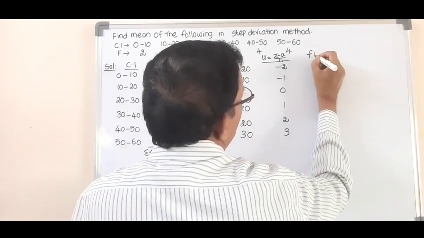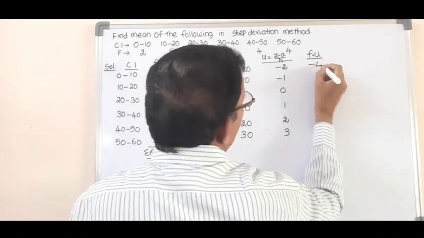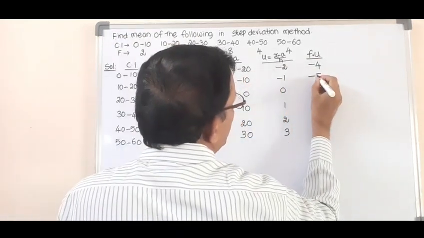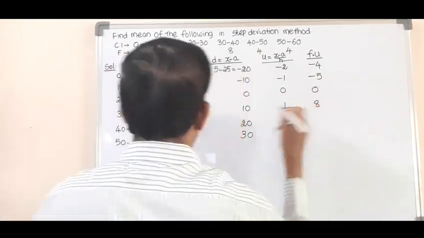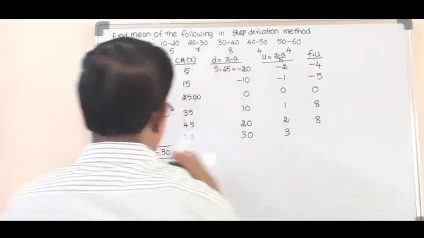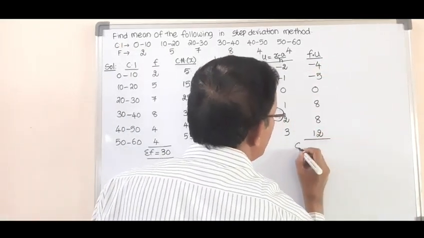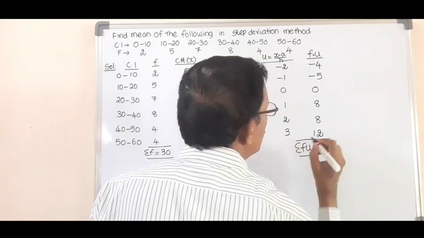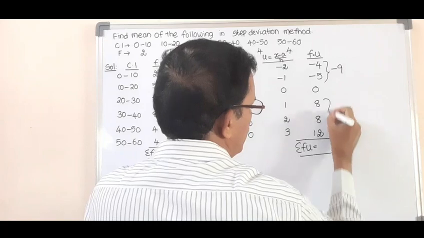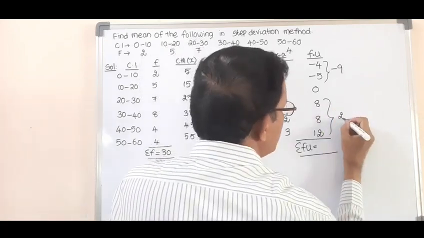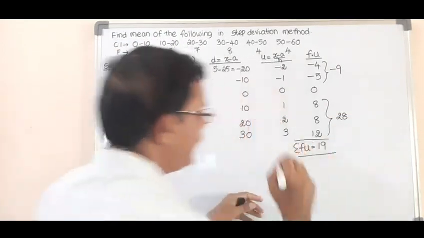Next column is FU. Now 2 into minus 2, minus 4. 5 into minus 1, minus 5. 7 into 0, 0. 8 into 1, 8. 4 into 2, 8. 4 into 3, 12. Now let us find the sum of FU, sigma FU, that is equal to minus 5 minus 4, that is minus 9. Now 12 plus 8, 20, 20 plus 8 is 28. Now 28 minus 9, that is equal to 19.